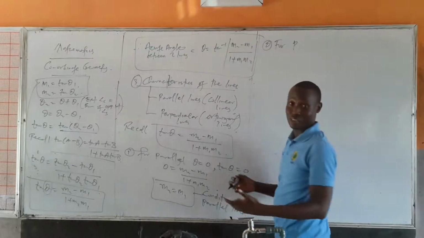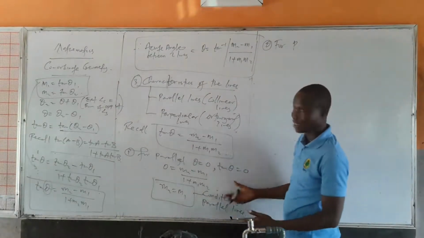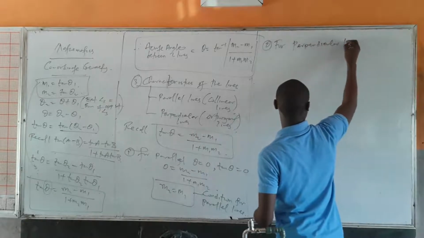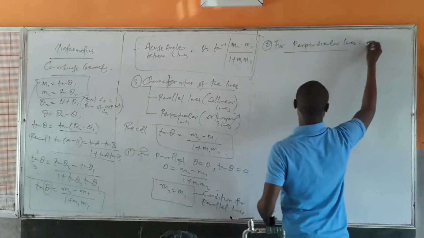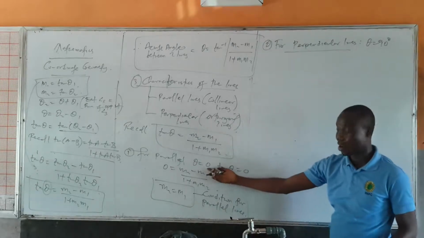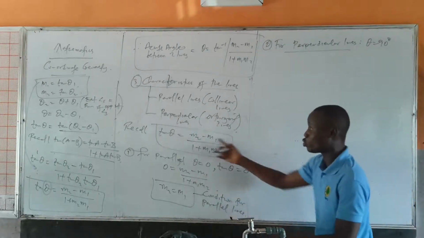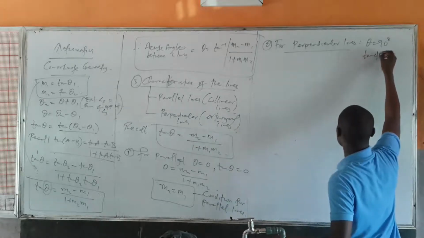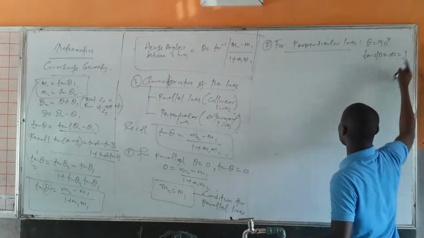For perpendicular lines now, this one is for parallel lines. Then for perpendicular lines, the angle between them will be 90 degrees. The angle between the two lines, here it was 0 degrees because they are parallel. Now for perpendicular lines, the angle between the two lines will be 90 degrees. And of course, tan 90 is indeterminate.